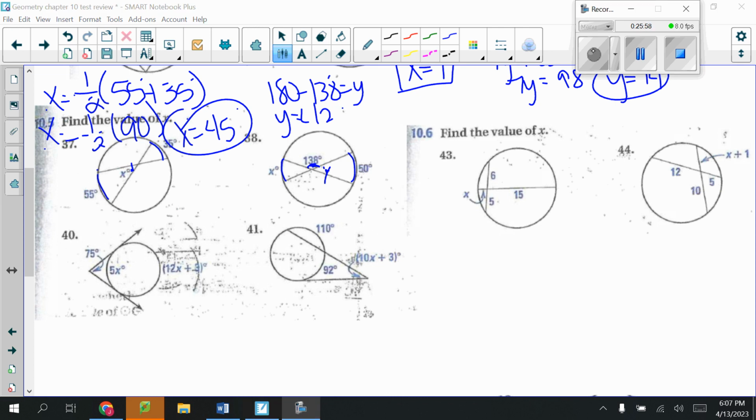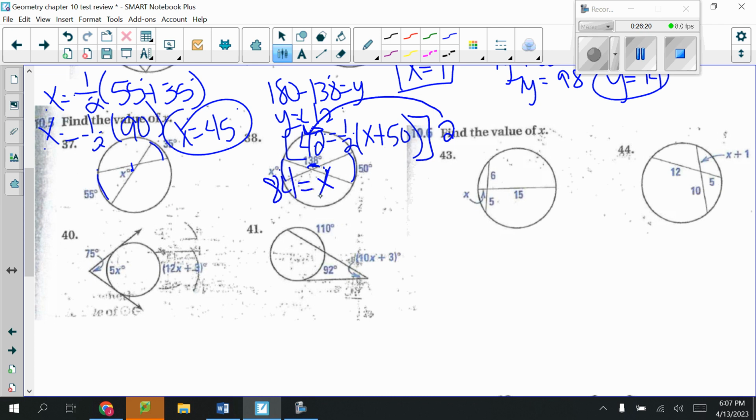So now I can say 42 is equal to 1/2 these two arcs, x plus 50. I want to get rid of that 1/2, so I'm going to multiply everything by 2. So I have to remember to multiply the 42 by 2. So that gets me 84 equals x plus 50, because my 1/2 and my 2 cancel. So subtract 50, so I get x is equal to 34.